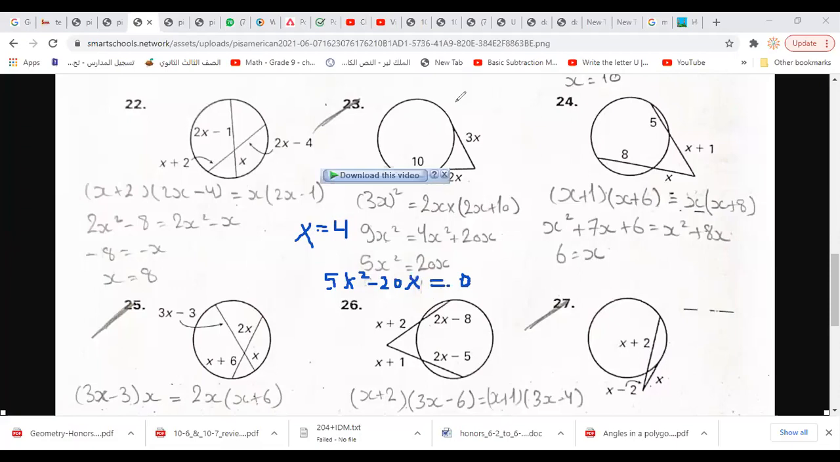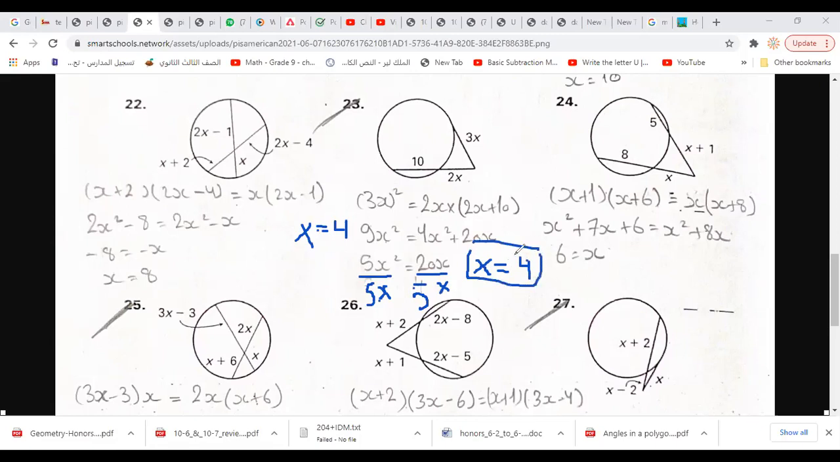In this question, we can divide both sides by 5x. So this one will be divided by 5x, and the other one divided by 5x. So the answer, x equals how many? x equals 4, right? So there are different ways, but by the end we are looking for the same answer, which is the value of x.